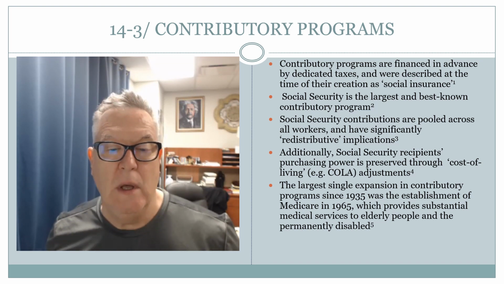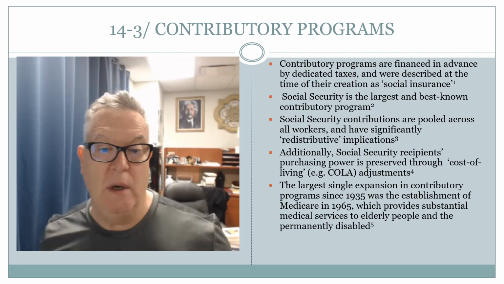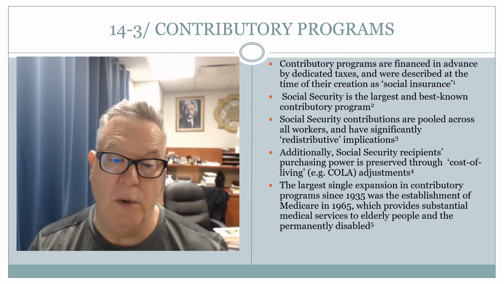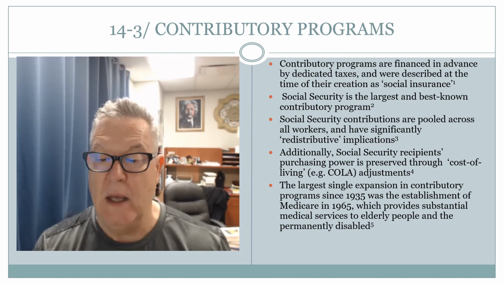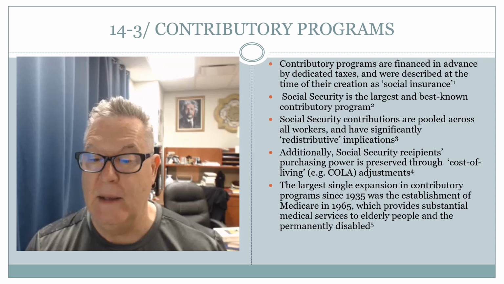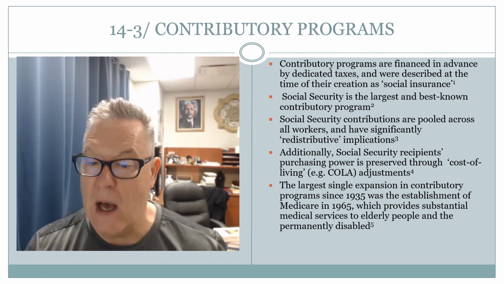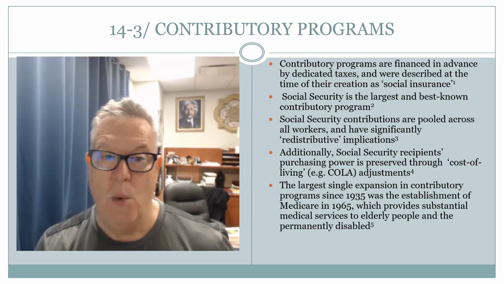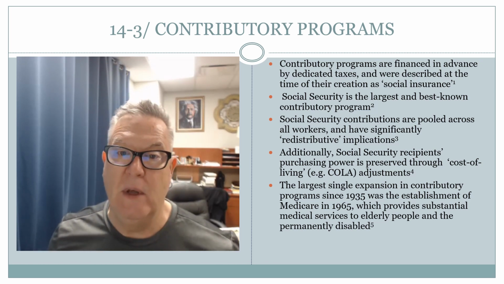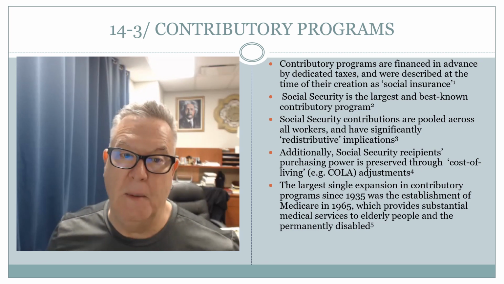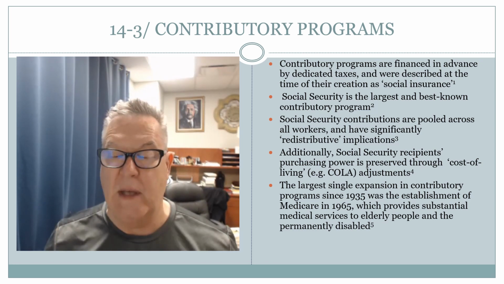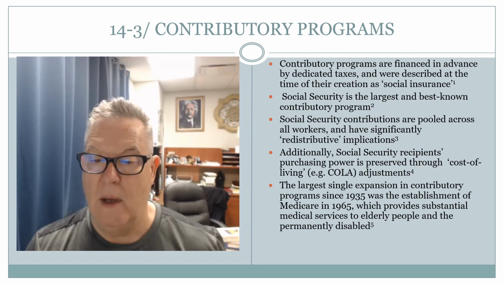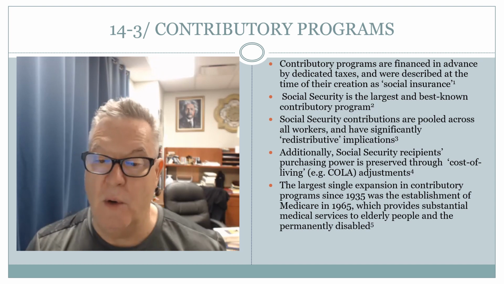Although, Social Security recipients' purchasing power is preserved through what are known as cost of living adjustments. Somebody who worked in the 1980s or 90s, the dollars that they were paying into the system are not the same due to inflation. So you have to have what are known as COLA adjustments. And these are basically economists that calculate how much money is necessary in order to keep elderly purchasing power at a relatively current level.